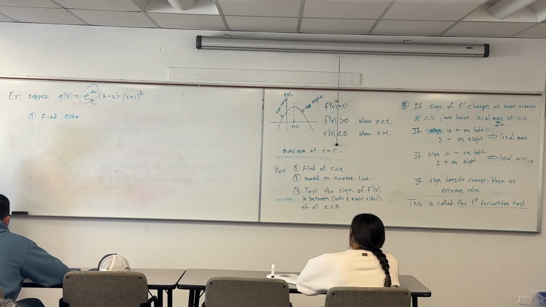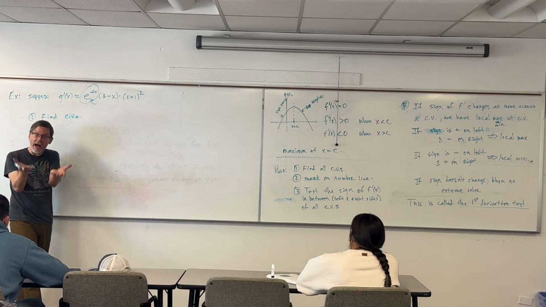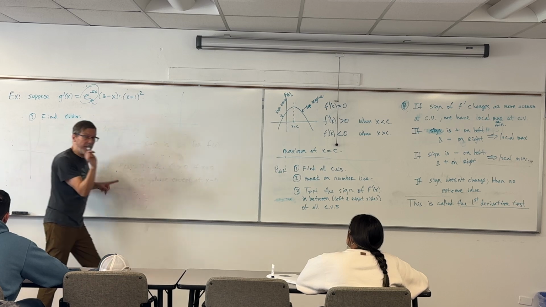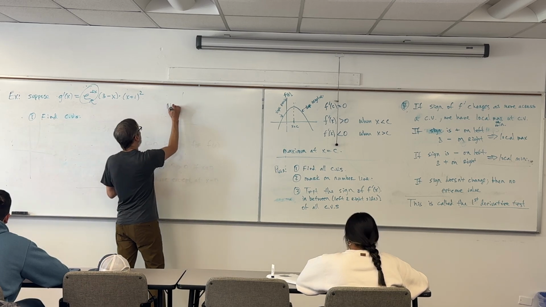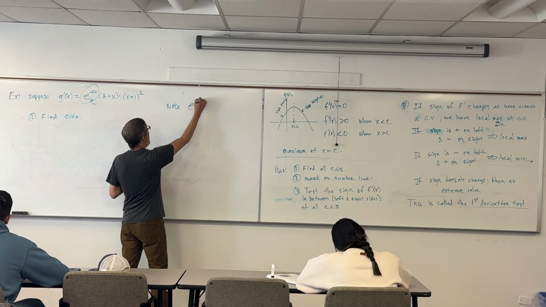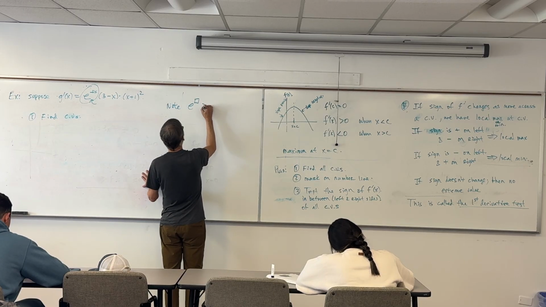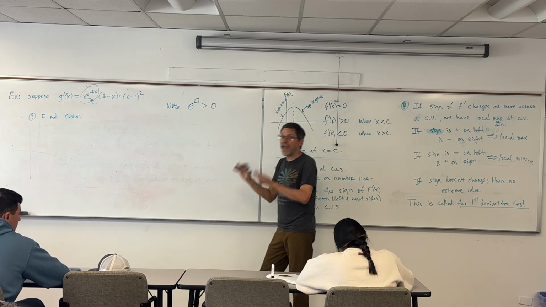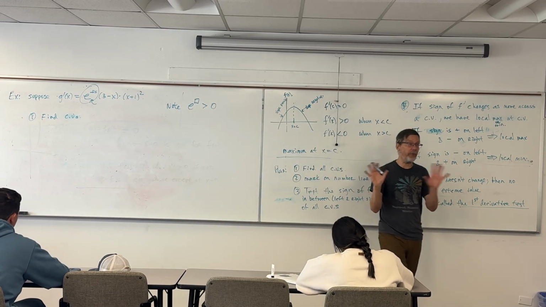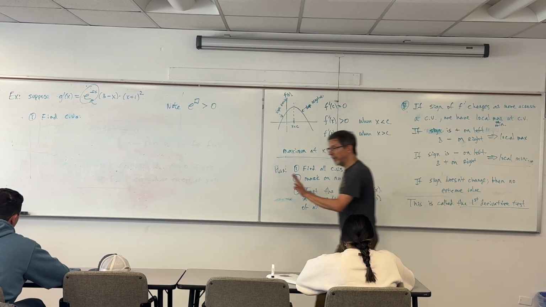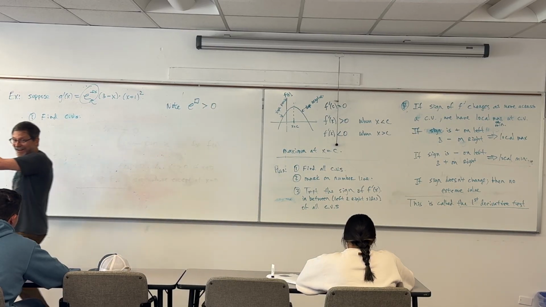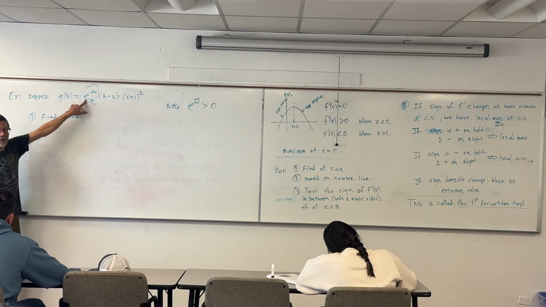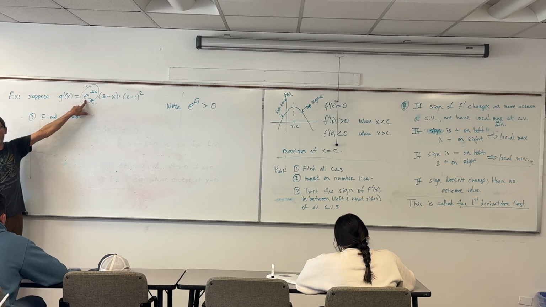It's never 0. Never 0, exactly. It's always positive. So a good thing to keep in mind is that e to anything is always positive. It can't give you a 0. It can't produce critical values. So it's kind of a trick, right? This is irrelevant. This can't give us critical values.